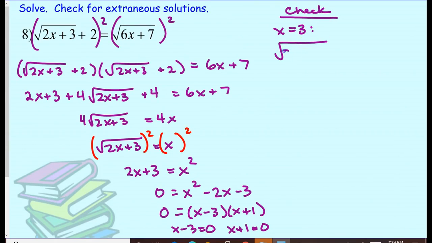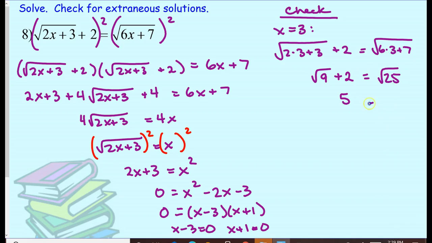So we have the square root of 2 times 3 plus 2 equals the square root of 6 times 3 plus 7. So that would be the square root of 9 plus 2. That would be 3 plus 2, which is 5. And then on the other side, that would be the square root of 18 plus 7, which is the square root of 25, and that is 5. So x equals 3 works.